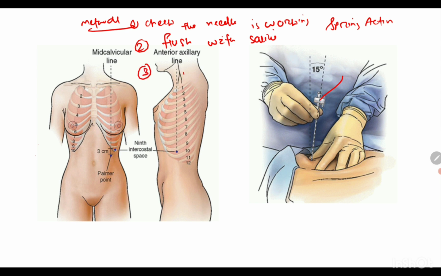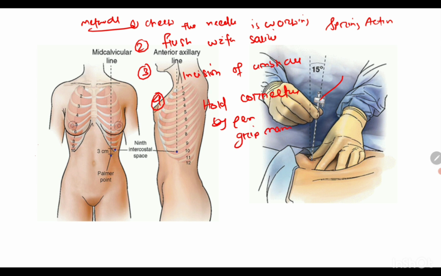Third point, you have to check before going to give proper incision. Incision at the level of the umbilicus before entry into the abdominal wall. Then you have to hold it correctly by a pen grip manner. Then the fifth point is lift the abdominal wall with your left hand.